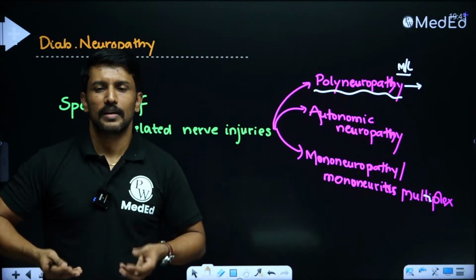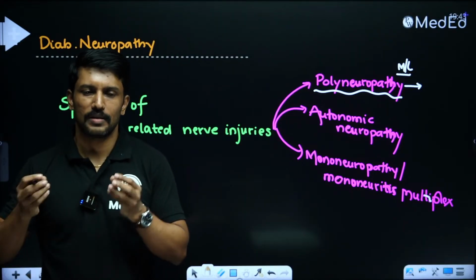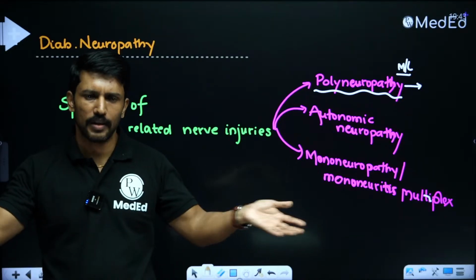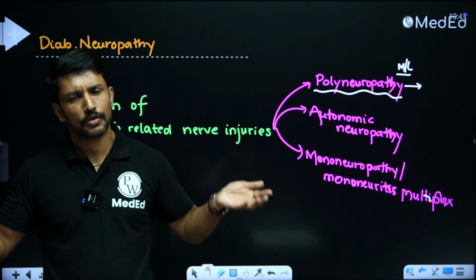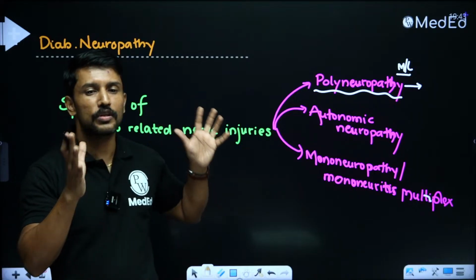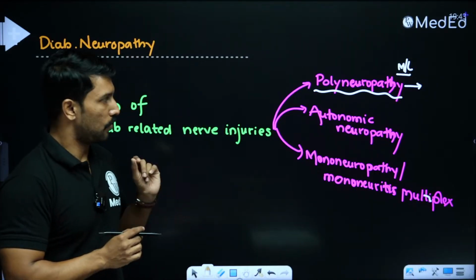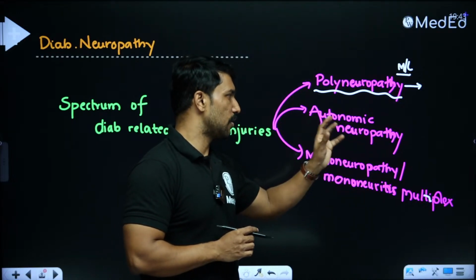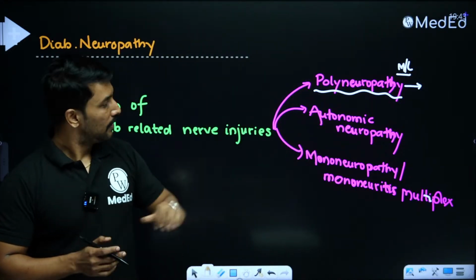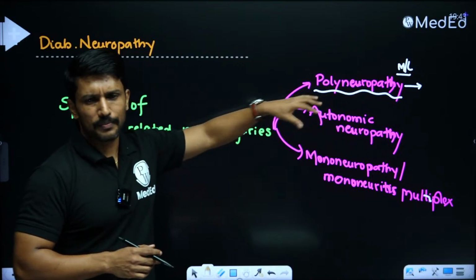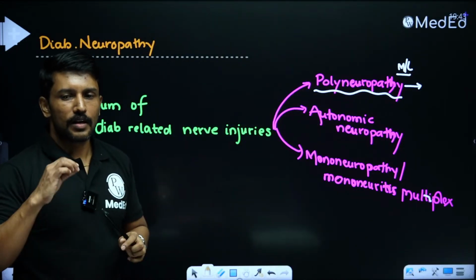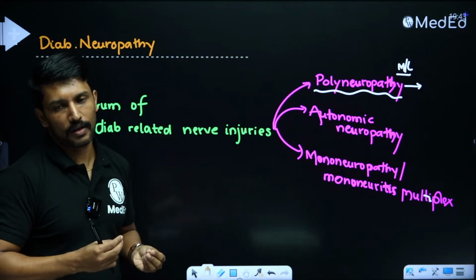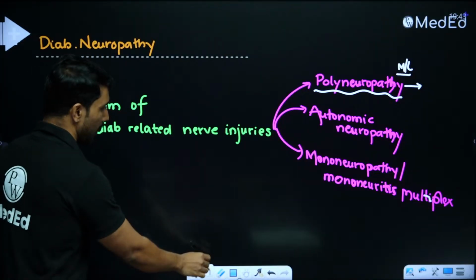Because all these advanced glycation end products, toxins, they will be distributed to all the neurons. Through blood supply, they will go to all the neurons. So they will cause damage to all the neurons. So that's why it will be diffuse involvement of all the neurons. So polyneuropathy is much more common than mononeuropathy, mononeuritis multiplex, or autonomic neuropathy. Now, when we are talking about this polyneuropathy, generally the neuropathies cause the involvement of longest neurons more than the shortest neurons. Now tell me why that happens.